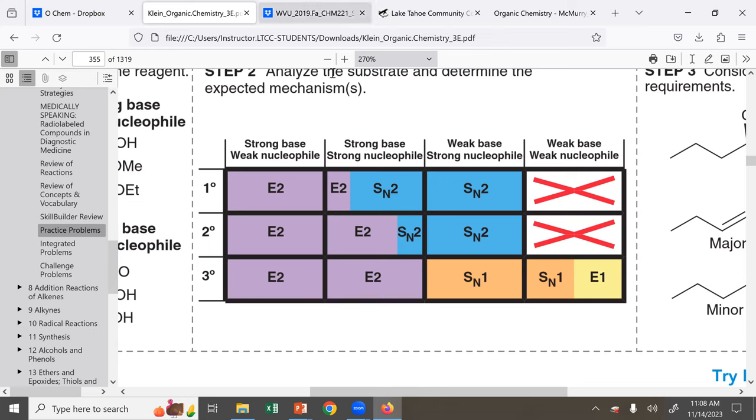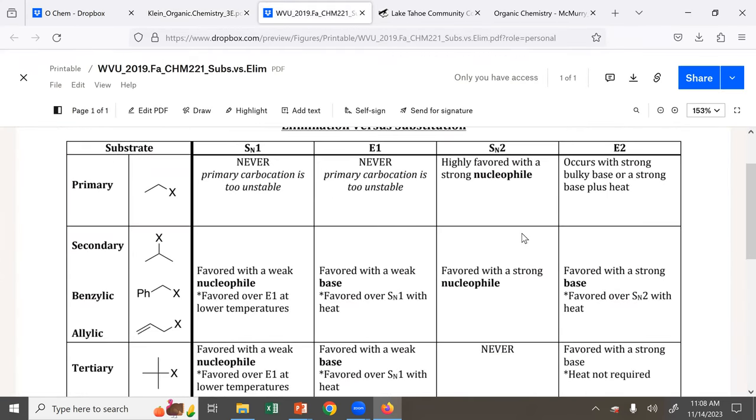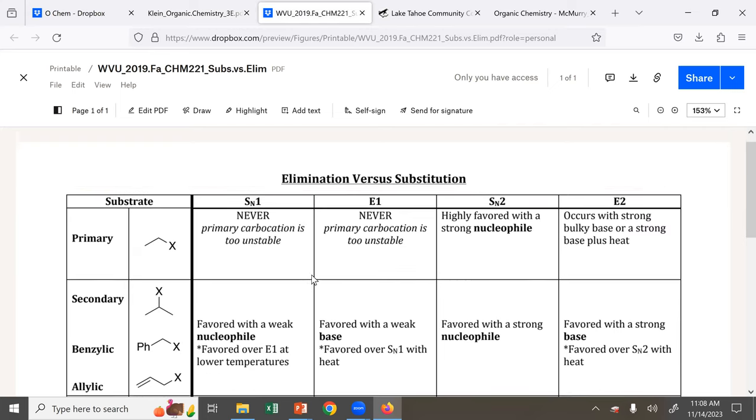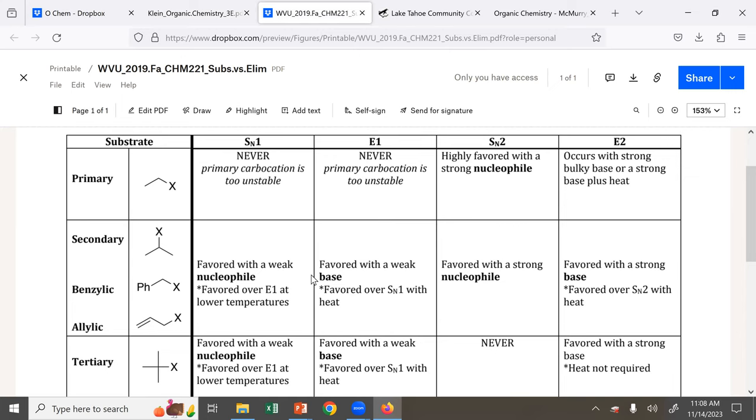So the version I like actually is made by West Virginia University, who made their own version of this chart, where instead of having weak base, strong base, weak nucleophile, strong nucleophile, they divided it up into the four mechanisms that are competing. And on the y-axis is the same thing as primary, and they also specify allylic or benzylic, meaning when resonance can play a role, they behave a lot like secondary carbons.